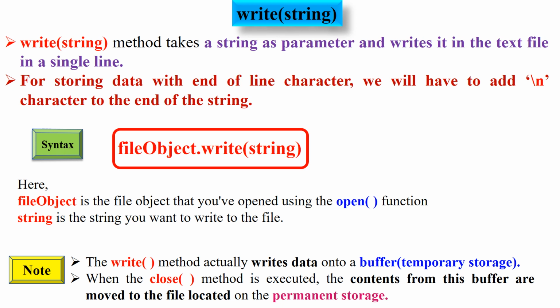As the argument to the function has to be a string, for storing a numeric value, we have to convert it to string. Here, file object is the file object that you've opened using the open function. String is the string you want to write to the file. Note that the write method actually writes data onto a buffer, temporary storage. When the close method is executed, the contents from this buffer are moved to the file located on the permanent storage.